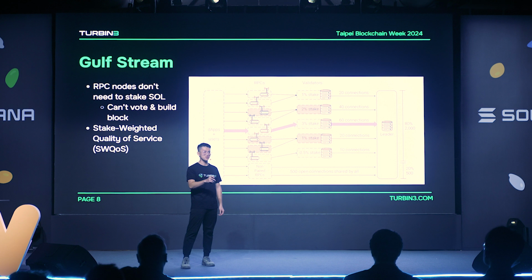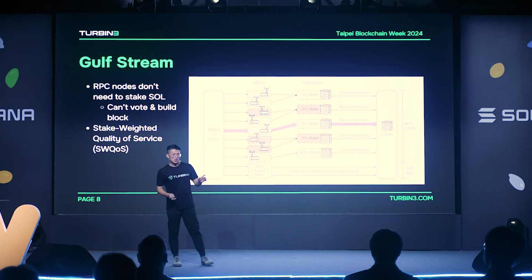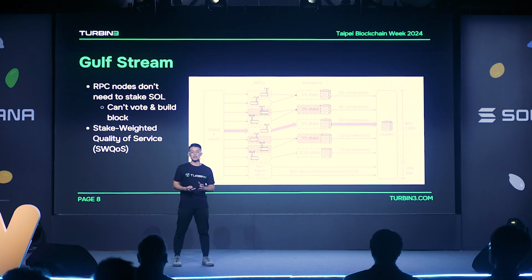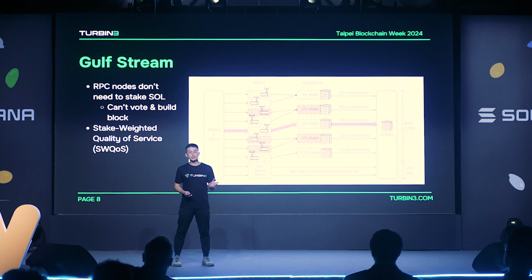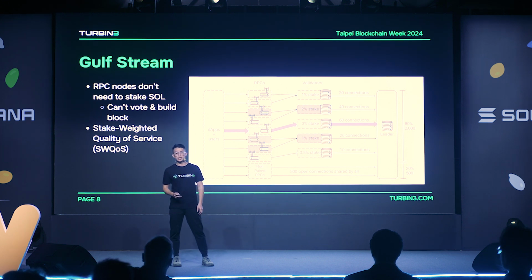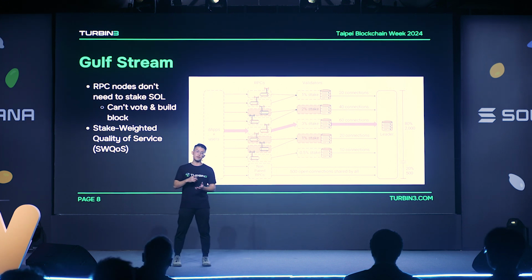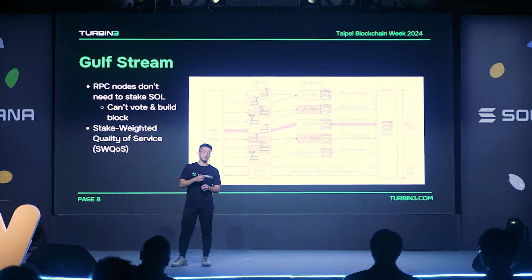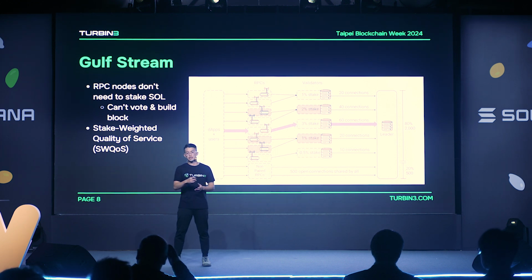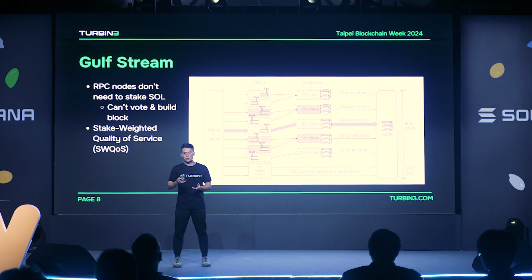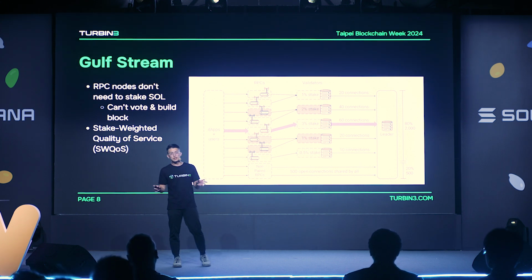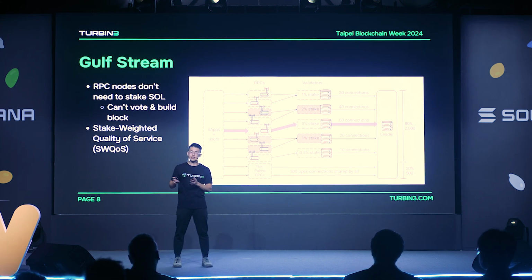So actually, the code base is really the same. They can get the latest status on the Solana blockchain, but the main difference is that the RPC node doesn't need to stake their SOL. That means they cannot vote for the block to reach consensus, and also they are not allowed to become a leader to build a new block. So that's the main difference between an RPC node and the validator.